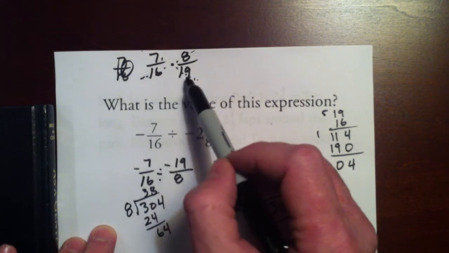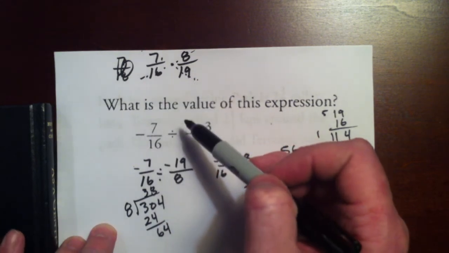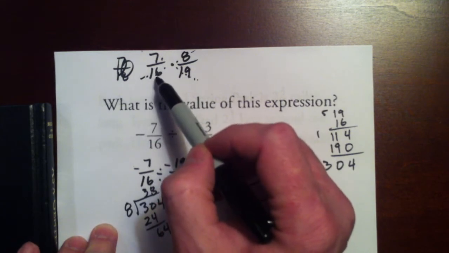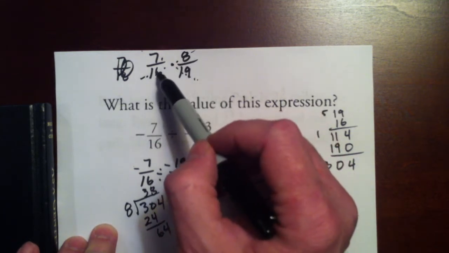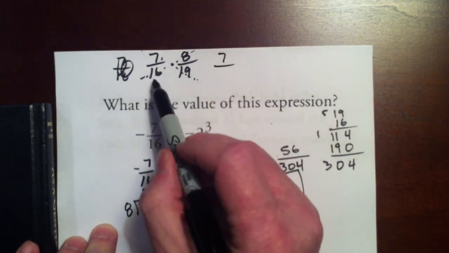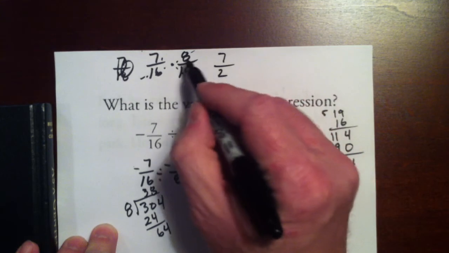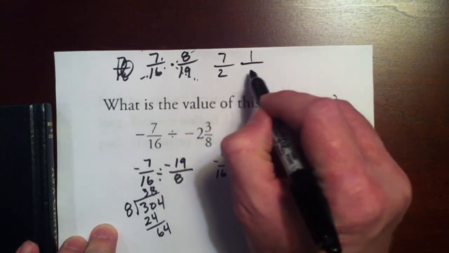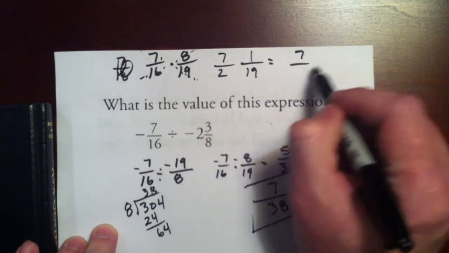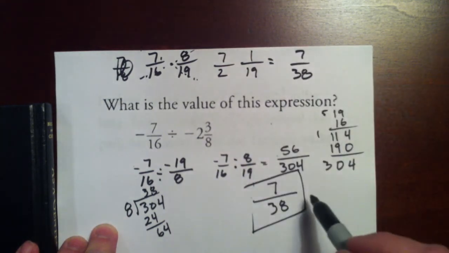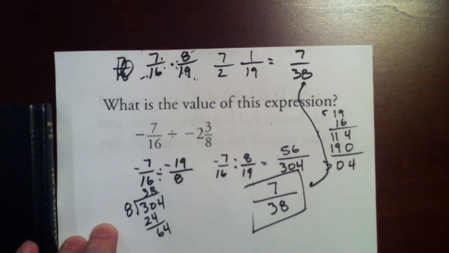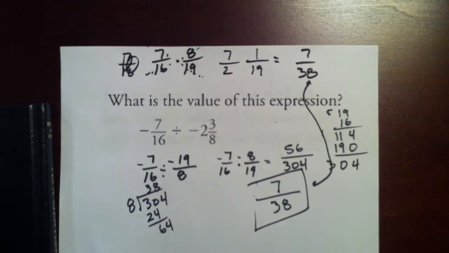Well, 7 and 19, there's nothing you can do with that, so you have to leave that the same. But 8 will go into both 8 and 16, so you can reduce that and make that 7 over, how many times will 8 go into 16? It'll go in there twice. 8 will go into 8 once. 19. Then you can multiply straight out and have 7 over 38. And voila, the answer is exactly the same. And that will save yourself, or you can save yourself a ton of time there.